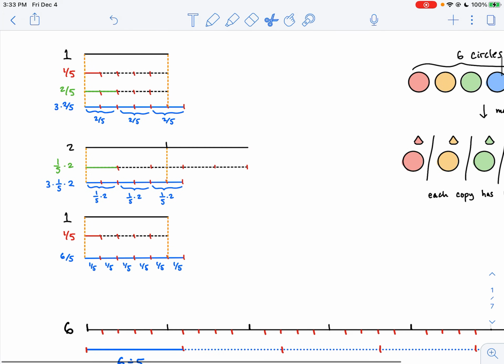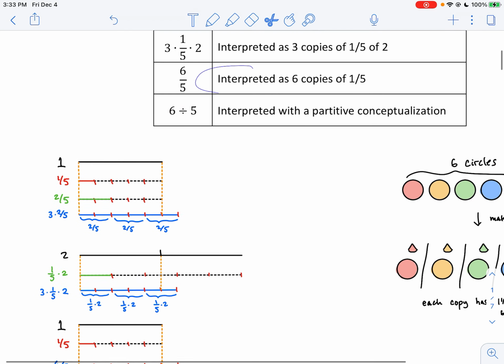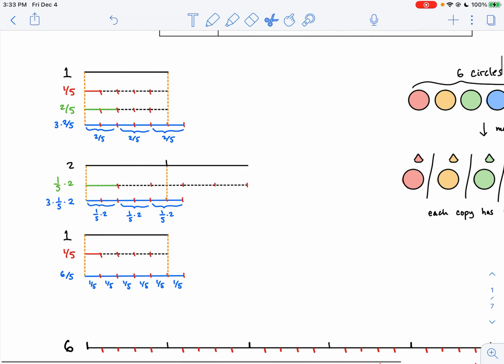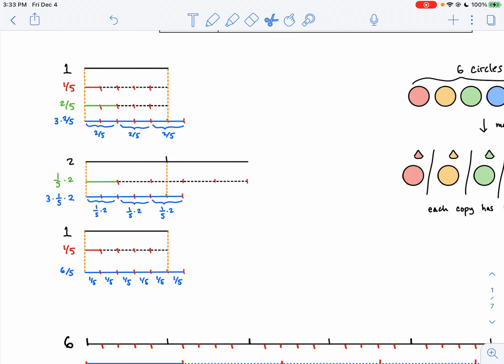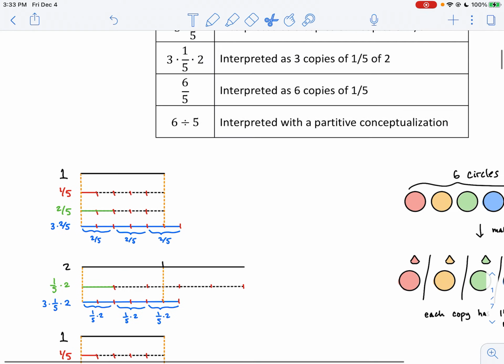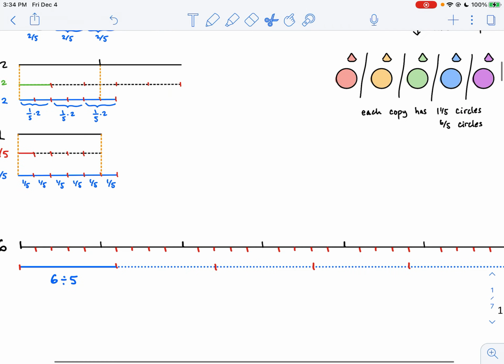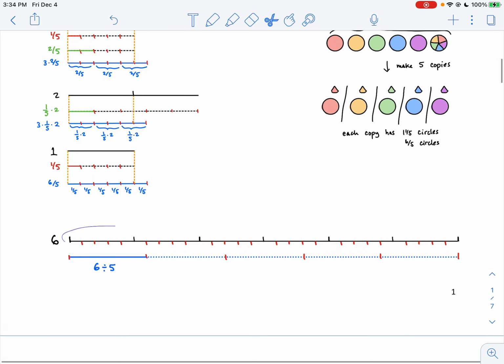And then the third one is 6 copies of 1/5. So here's 1 to begin with, here's 1/5, and then here's 6 copies of 1/5, and that's the same thing as these other lengths. And then finally, 6 divided by 5, interpreted with a partitive conceptualization. So I wanted 6 and to divide it into 5 groups. So I had to draw a representation of 6.